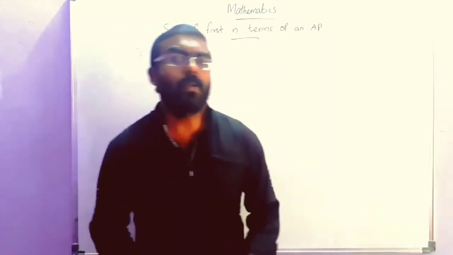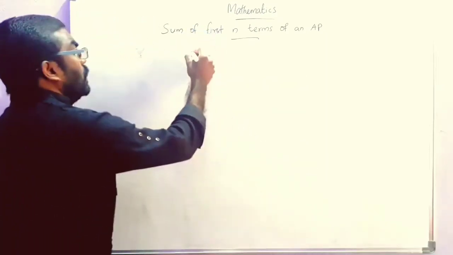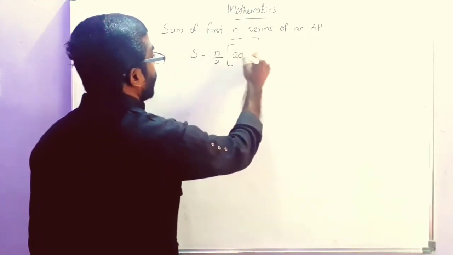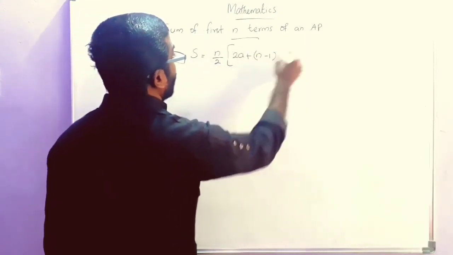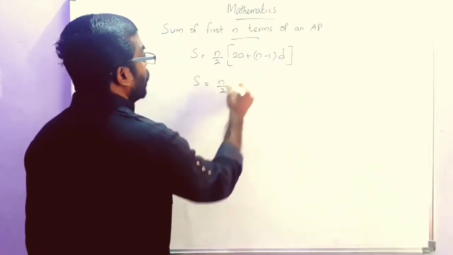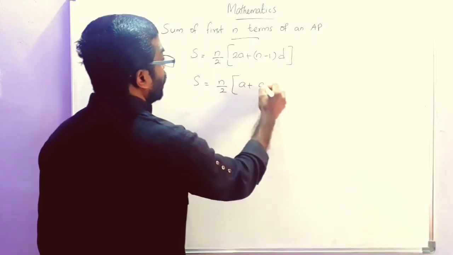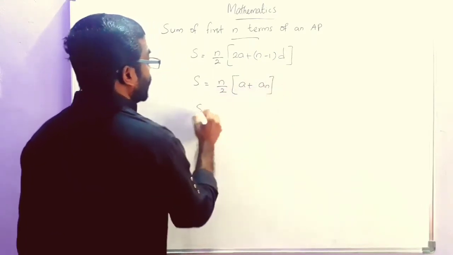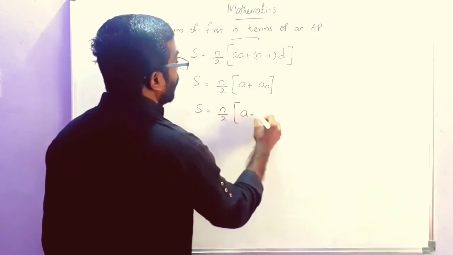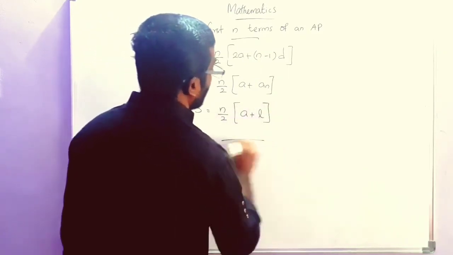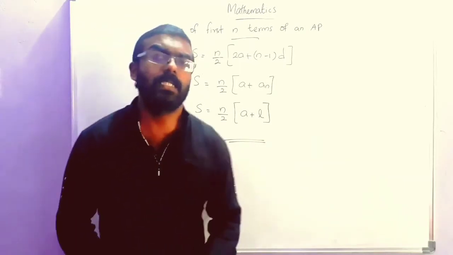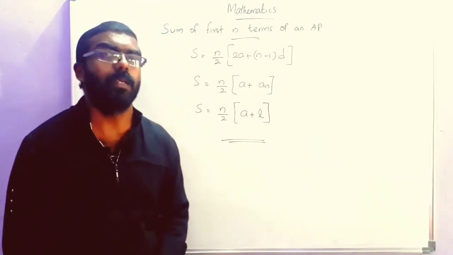Clear? Now we can conclude the results. S is equal to n by 2 into 2a plus n minus 1 into d. Then the second one, S is equal to n by 2 into a plus an. And the third one is S is equal to n by 2 into a plus L. So these are the three different formulas to find the sum of first n terms of an AP.